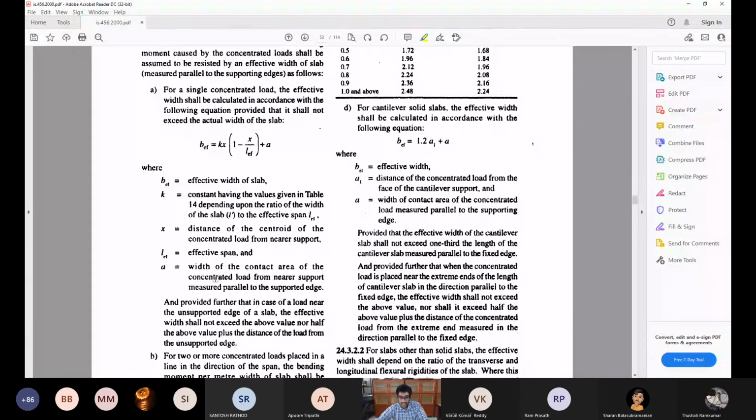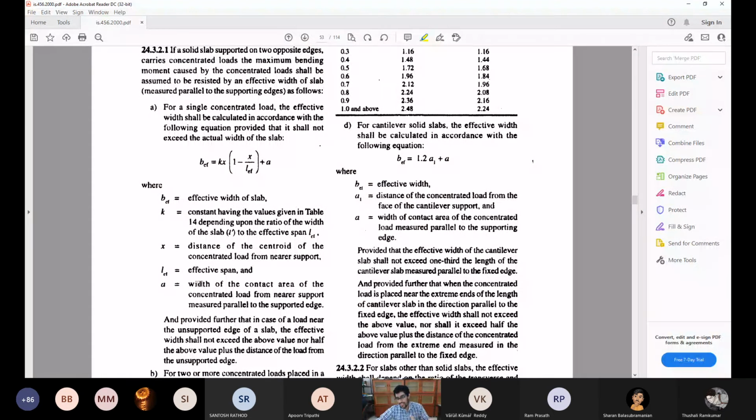Okay, width of the contact area of the concentrated load near the support, measured parallel to the support. So if you have a perfect concentrated load, you don't have anything for A, it is 0. Sometimes instead of a perfect concentrated load, you'll have a small patch of load, and the width of that patch is A. So I'm just telling you this so that we will not be doing these problems on concentrated load.